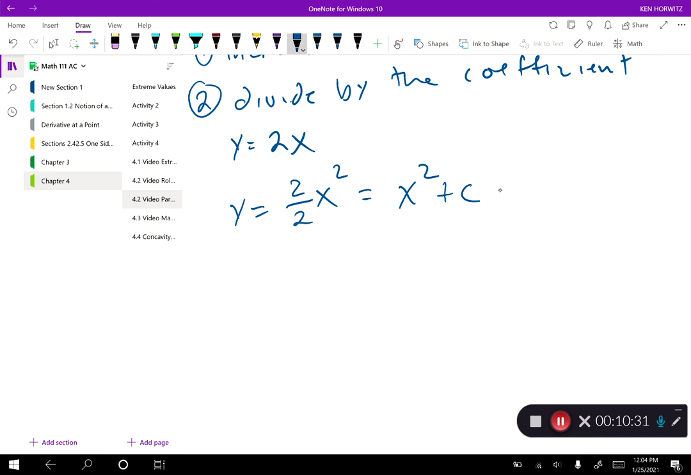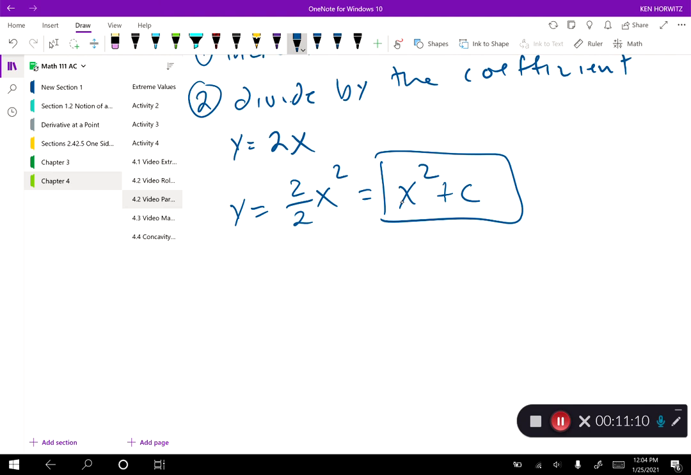Now c could be 0. In that sense, the antiderivative would just be x squared. C could be 1, could be 2, could be 3, could be 4, could be 5. There's a whole family of functions that it could be. Now, in problems that you'll have in this section, there's going to be additional information given to you that will help you find out what C is. All right. If there's not additional information for you, then your antiderivative is done just like this.